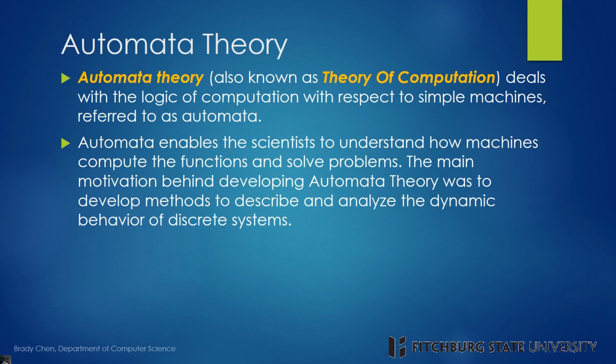Automata theory is a theoretical branch of computer science and mathematics. It is the study of abstract machines and the computation problems that can be solved using these machines. The abstract machine is called the automata. Now, the main motivation behind developing automata theory was to develop methods to describe and analyze the dynamic behavior of discrete systems.